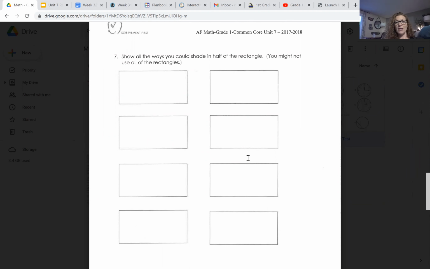Show all of the ways you can shade in half of the rectangle. You might not use all of the rectangles, okay? Get as many as you can. So you're going to shade half of the rectangles. It's many different ways, okay? Make sure it's half though.